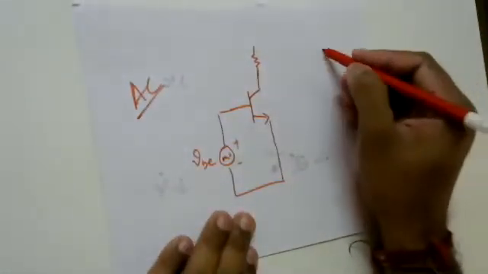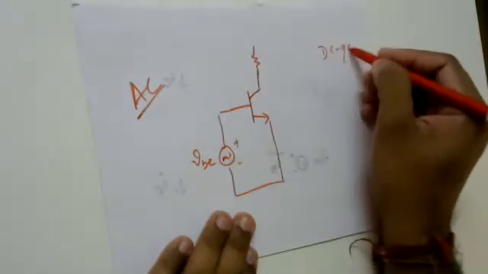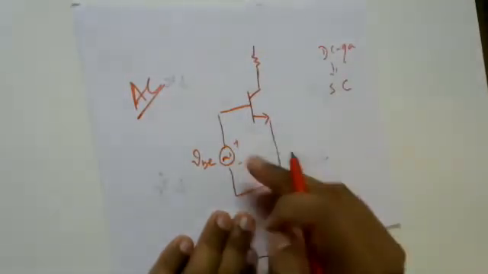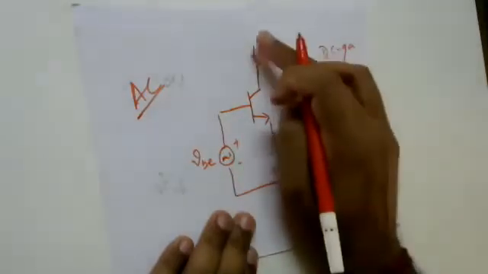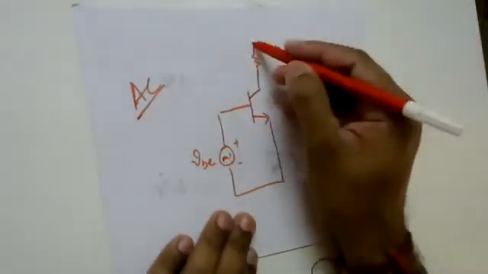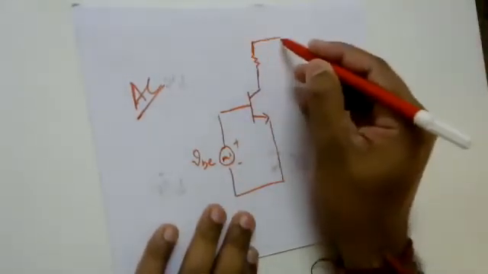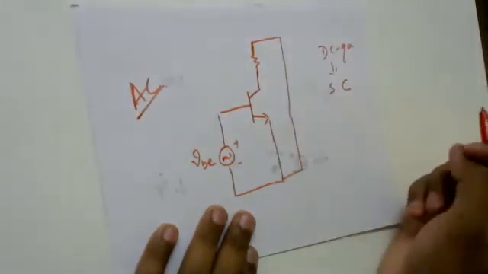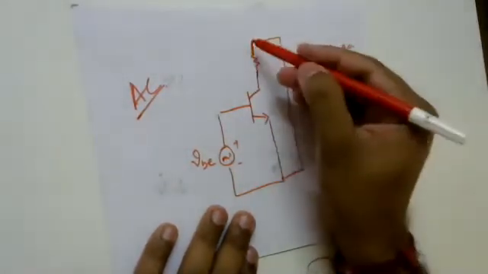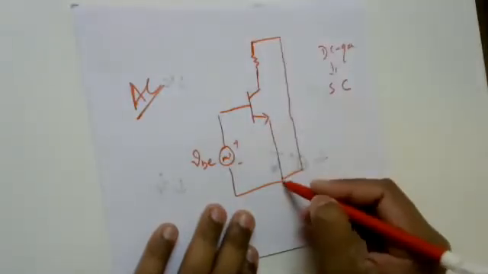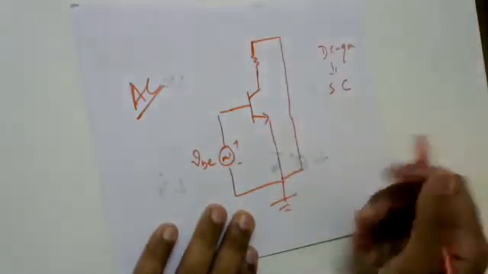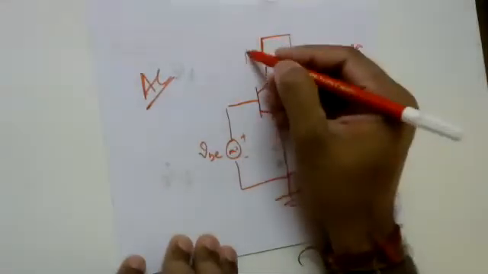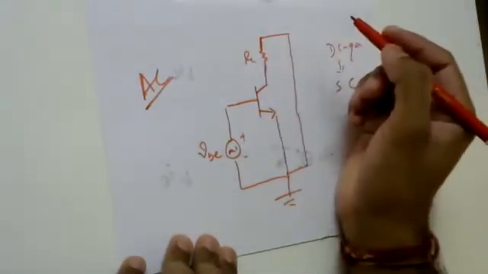All DC quantities, whatever they are, are short circuited. So you don't get your VB here, nor will you get your VCC here. So this also has to be short circuited, which means it has to come to the ground. There is no source, so this terminal is connected to ground. So this is your ground. Understood? So this is your VBE. This is your RC.